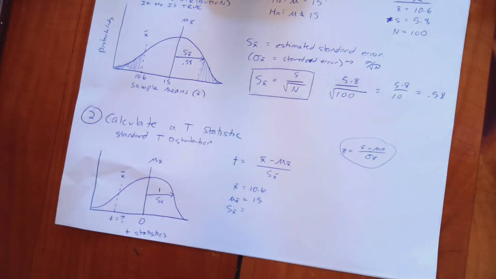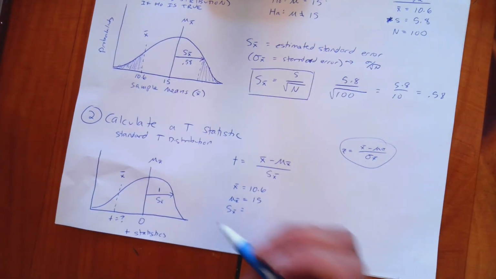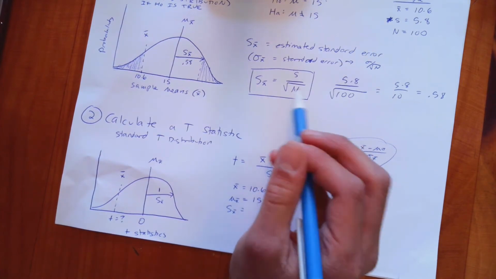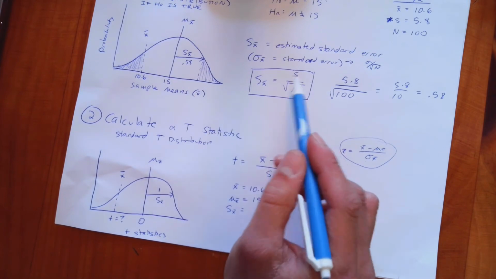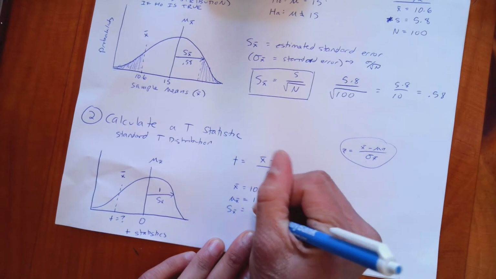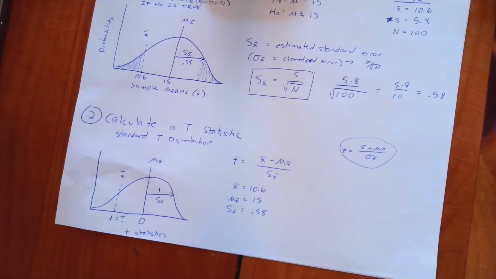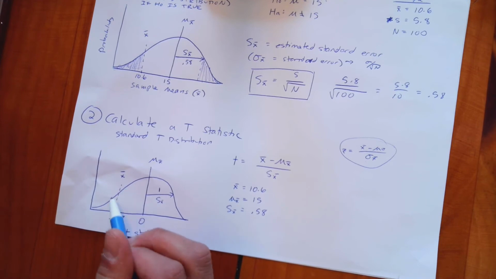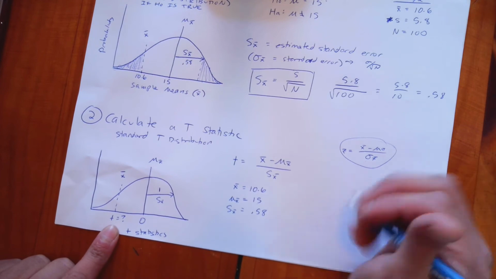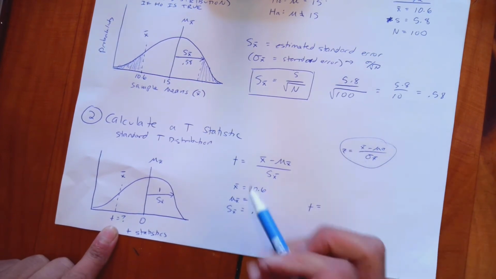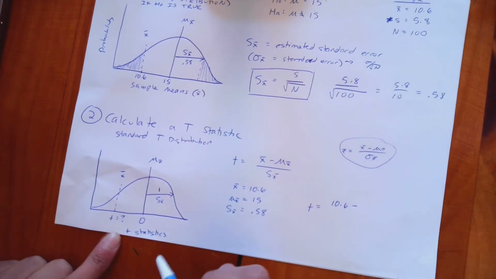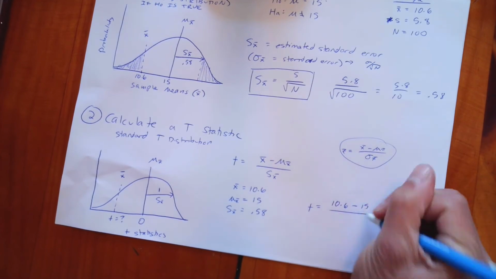Same as this, we also have our standard error for the sampling distribution, which we just calculated in this step over here. And again, this is the standard error that's our best estimate based on the sample standard deviation. And we just calculated this to be 0.58. So we have all the ingredients that we need to find the t-statistic that corresponds to this sample value right here. So we can plug all this stuff in, and then we get t is equal to our sample mean, 10.6, minus our overall mean, which is 15, divided by 0.58.